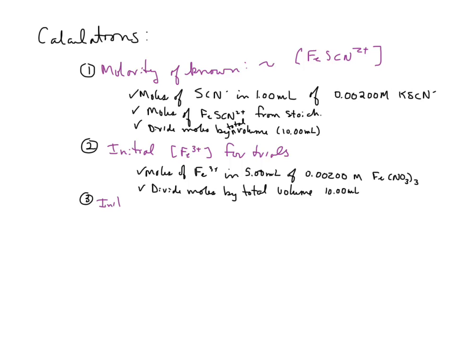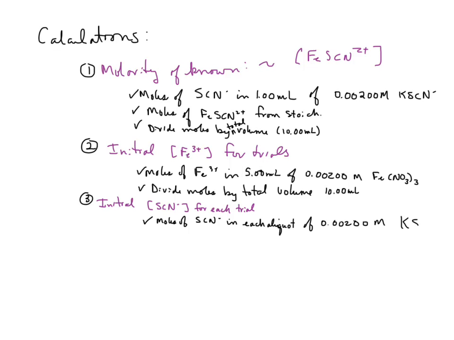Okay, calculation 3. And this will vary for each because I think you're going 2 mils, 3 mils, 4 mils, and 5 mils, I think, for that SCN-. So for each of your trials, you did have a different amount of the potassium thiocyanate. So calculate the SCN- for each of those.